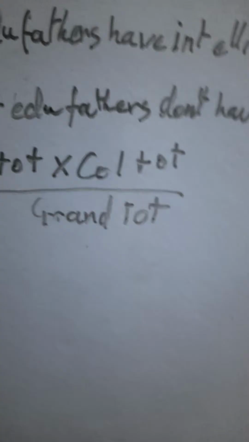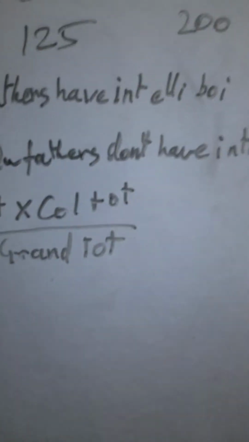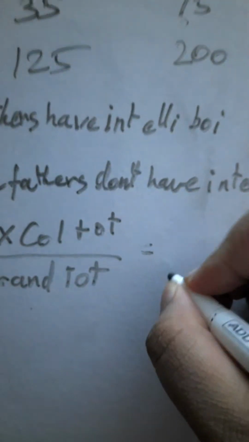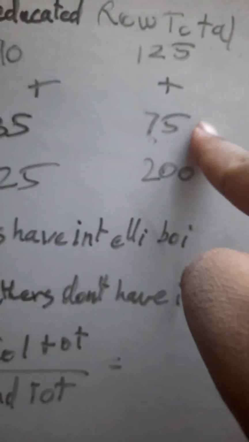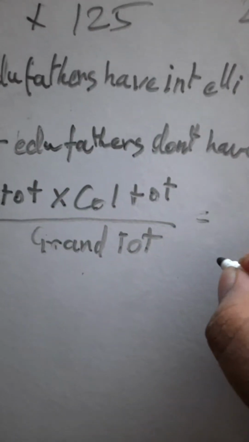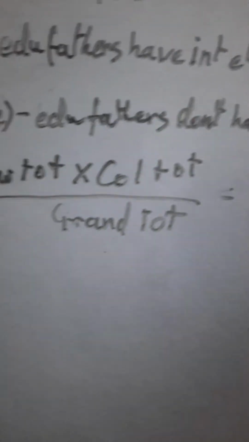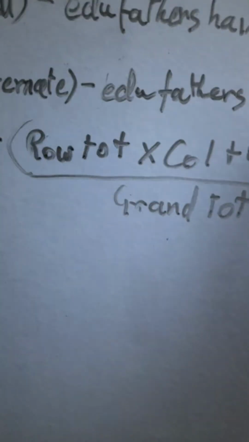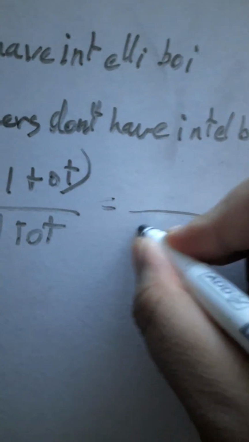E, the expected frequency, is equal to row total into column total by grand total. So we have the row totals, like 125 and 75. Actually, this is the summation. So the grand total, obviously, we have 200.